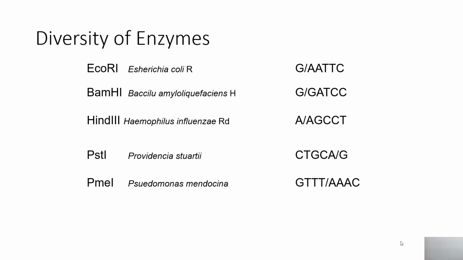So if we talk about the diversity, there is EcoR1, Escherichia coli R strain, number 1. Okay, it cuts between G and A in the sequence GAATTC. Then we have BamH1, Bacillus amyloliquefaciens H strain, number 1. It cuts between G and G in GGATCC. Then we have HindIII, Haemophilus influenzae. It cuts between A and A in AAGCTT. Then we have PstI, Providencia stuartii. It cuts between A and G in CTGCAG.